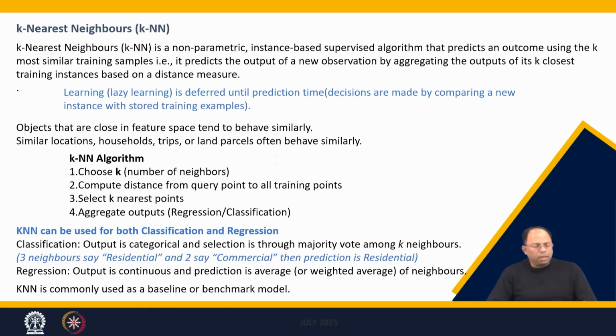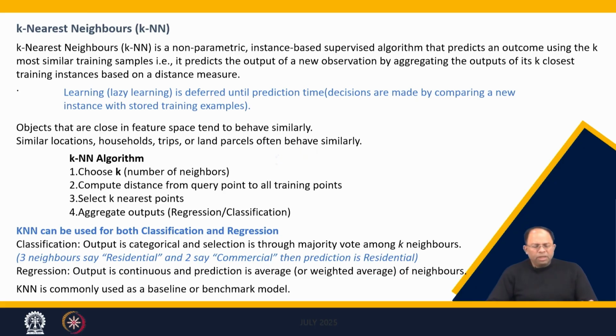For example, if 3 neighbors say residential and 2 say commercial, then the prediction for the new point is going to be residential. Similarly, in the case of regression, it's a little bit different. Instead of voting for the actual class, the output is of course continuous because it's a regression model, and the prediction is the average or the weighted average of the neighbors. Whatever continuous values the neighbors have, we take an average or weighted average of those, and then predict the value for the new instance.